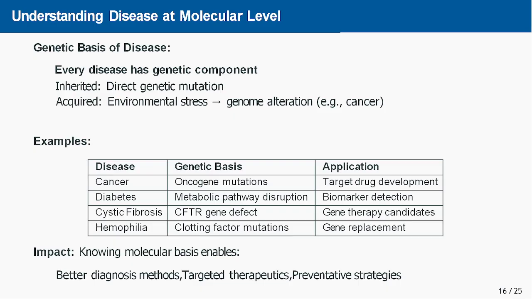So it will give rise to better diagnosis methods, targeted therapeutics and preventive strategy. If a person knows beforehand that at a certain age he or she will get diabetes or a particular chronic disease, then they can take precautions, and at that age they will never get that disease.